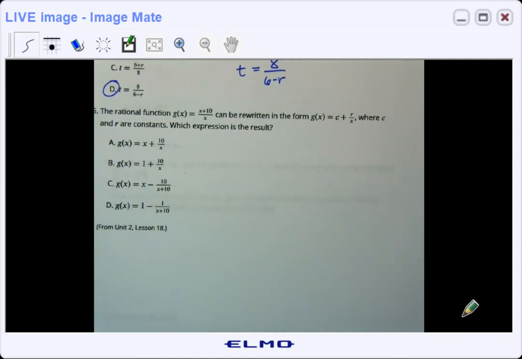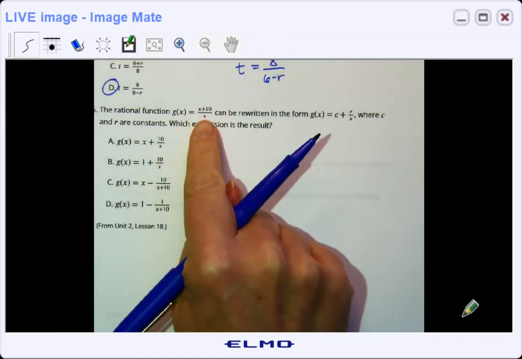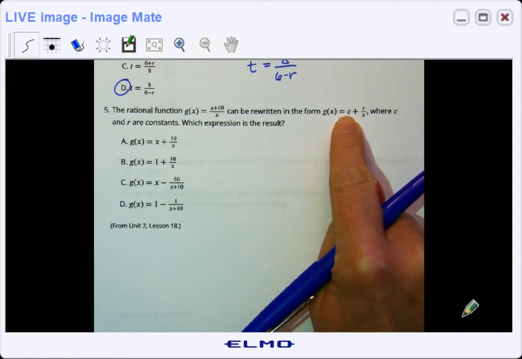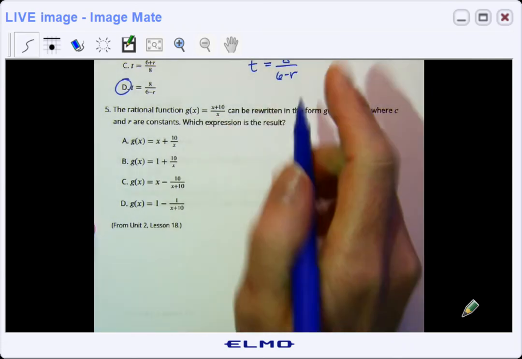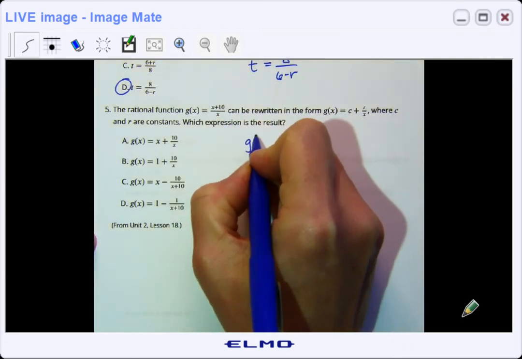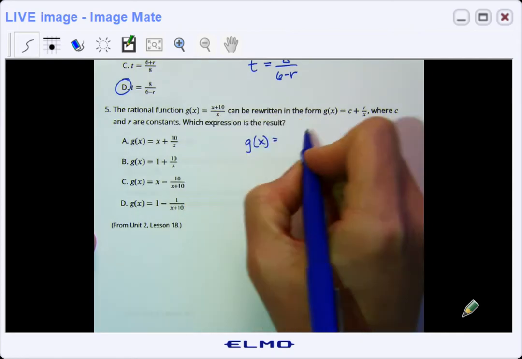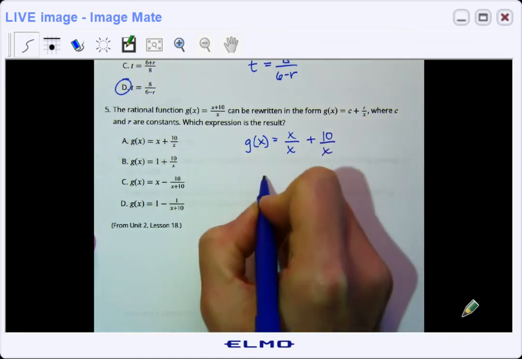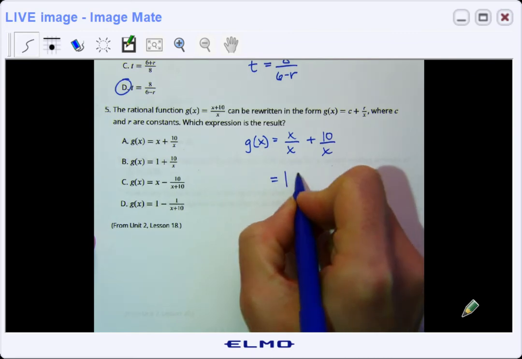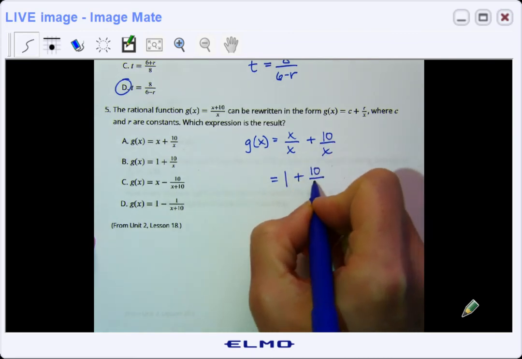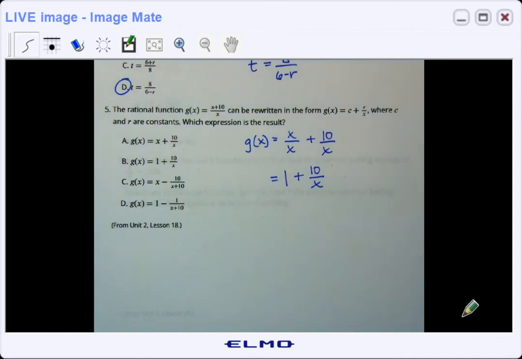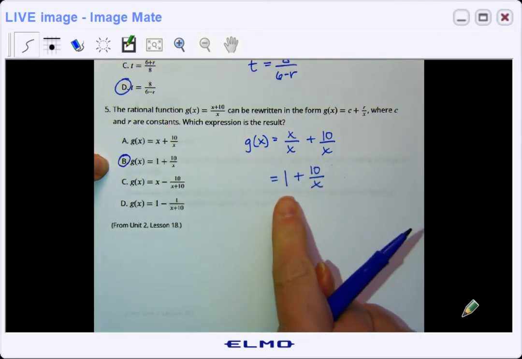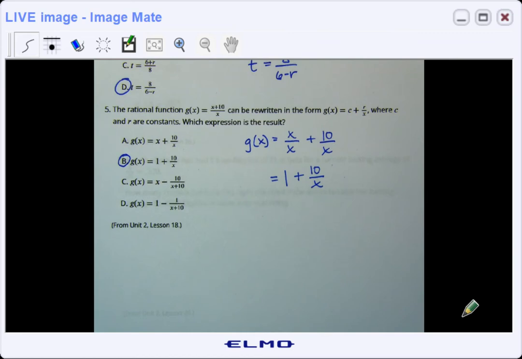On number 5, we're taking this rational function and rewriting it in this form where we see the constant, which is going to end up being the horizontal asymptote. So I'll just write it out. g of x equals, we're going to split apart the divide by x: x divided by x plus 10 divided by x. x divided by x is 1, and I can't simplify 10 divided by x. So that looks like option B: g of x equals 1 plus 10 divided by x.